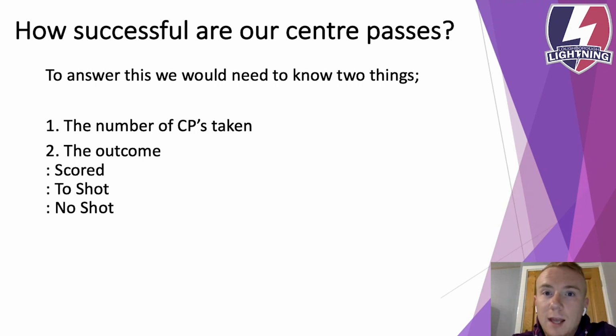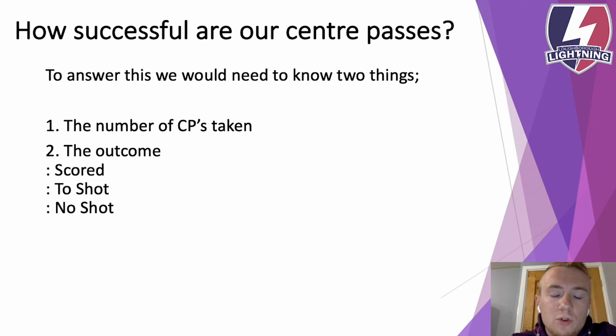So for example, the first piece of data we collected was the number of center passes taken. There might be 50 in a game. So we might then have 30 which are scored, 10 that go to a shot, totaling 40, and then a further 10 that don't go to a shot at all. We could then work out very quickly some percentages of the number of our center passes that go to a goal, to a shot that isn't scored, and resultantly the number that don't go to a shooting opportunity at all. And that would help us to answer this question of how successful we are.